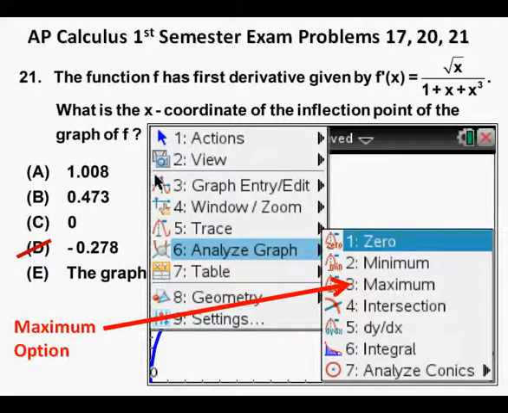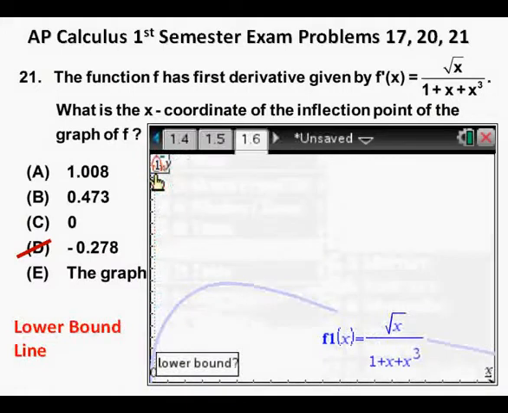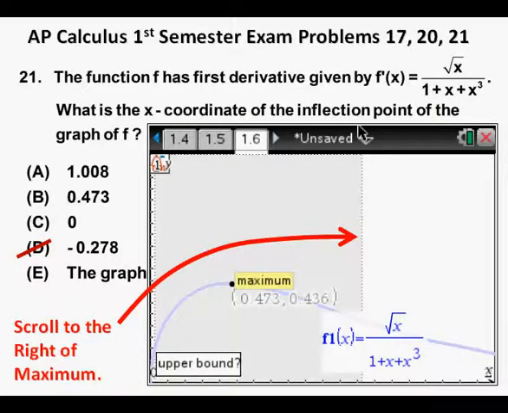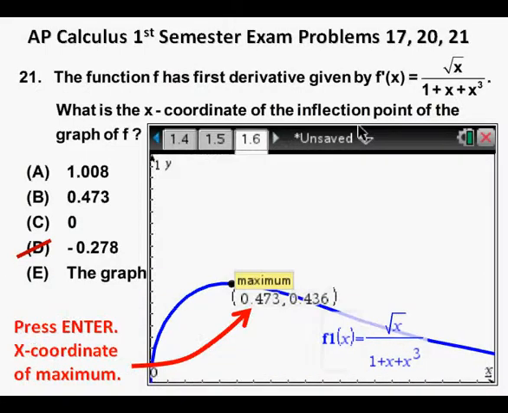And we get to that option by pressing 3, and we see the lower bound vertical dashed line at the far left of the view screen. We press enter and set the lower bound, and the calculator now asks us for the upper bound. Using the touchpad, scroll to the right of the maximum so the vertical line is over to the right. We can already see the maximum highlighted before pressing enter. Press enter. We have the x-coordinate of our maximum here, 0.473. And we circle our correct answer, B.